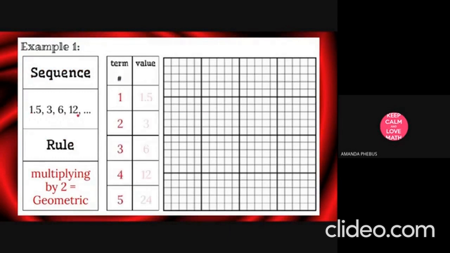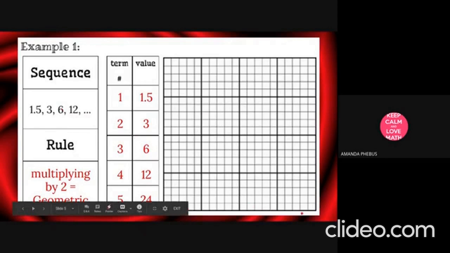And so our first term is 1.5, the second is 3, the third is 6, the fourth is 12, and then the fifth ends up being 24 because 12 times 2 is 24. Now here I didn't really scale this out, but each of these lines is going to represent 1. So I want you to think about this as like quadrant 1.